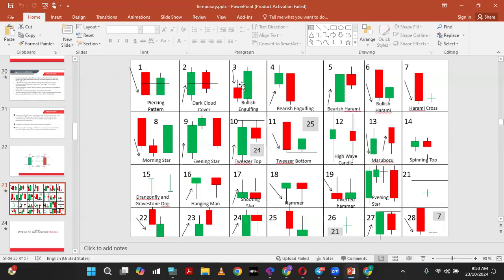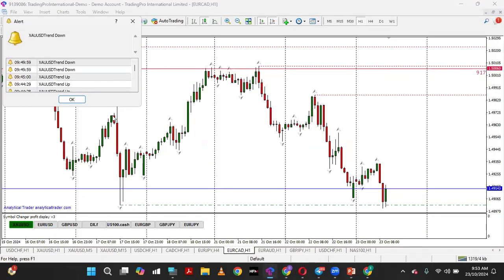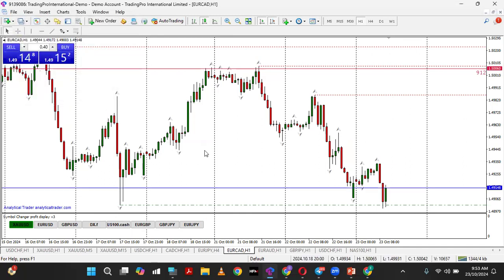Then the other pattern, I hope you people are taking notes. Yes, sir. The other pattern is what you call a bullish engulfing. Let's see if we can find a piercing and dark cloud cover on the chart so that it will be easy for you to understand, because by just looking at the chart, you'll be able to see it.